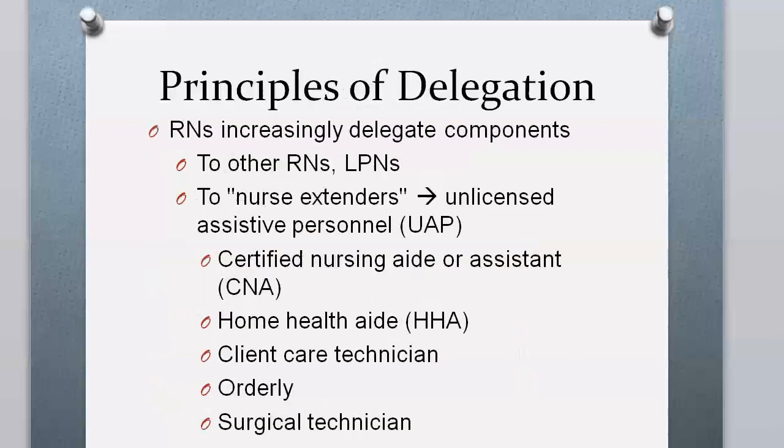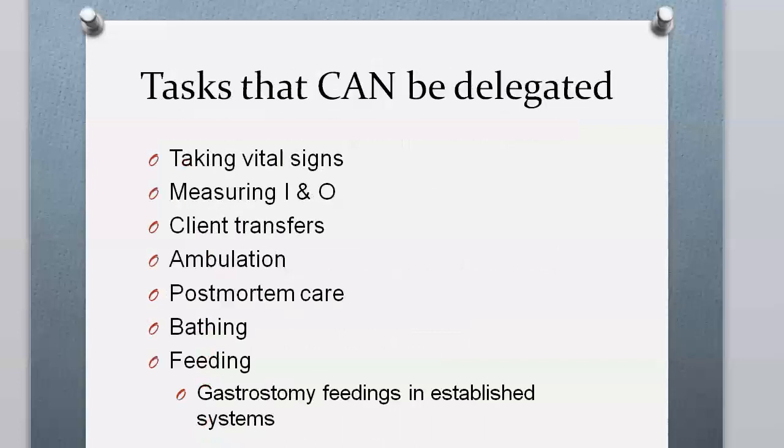The principles of delegation: RNs increasingly delegate components to other RNs, LPNs, nurse extenders, unlicensed assistive personnel, certified nursing aides or assistants, home health aides, client care technicians, orderlies or surgical technicians. These are the tasks that can be delegated: vital signs, intake and output, patient transfers, ambulation, postmortem care, bathing, feeding, and in some facilities, gastrostomy feedings in established systems, a feeding that has already been there for a long period of time.